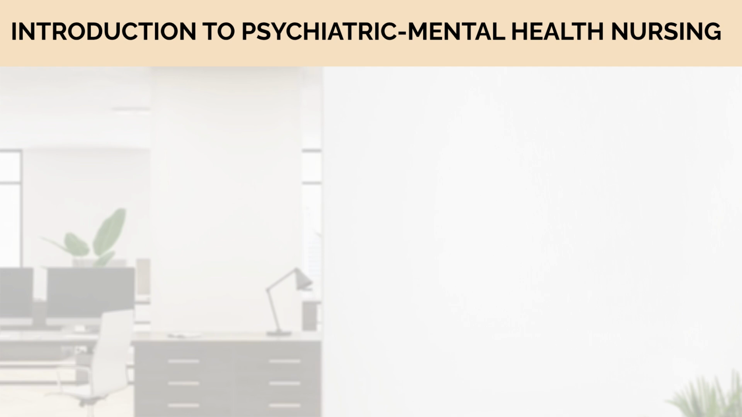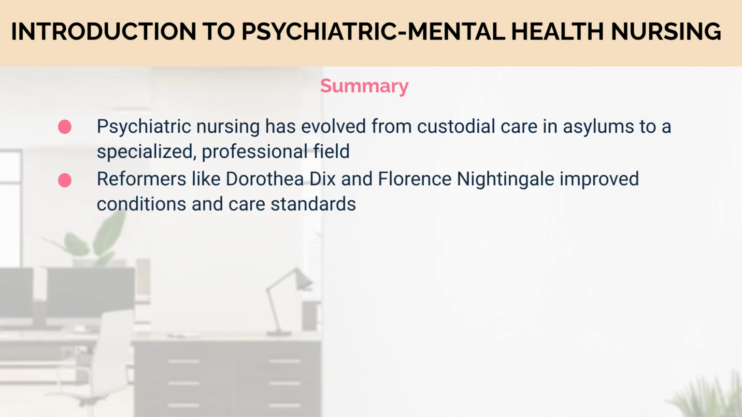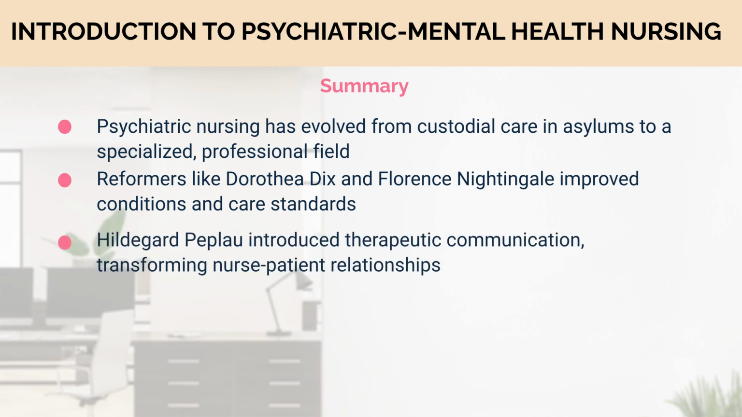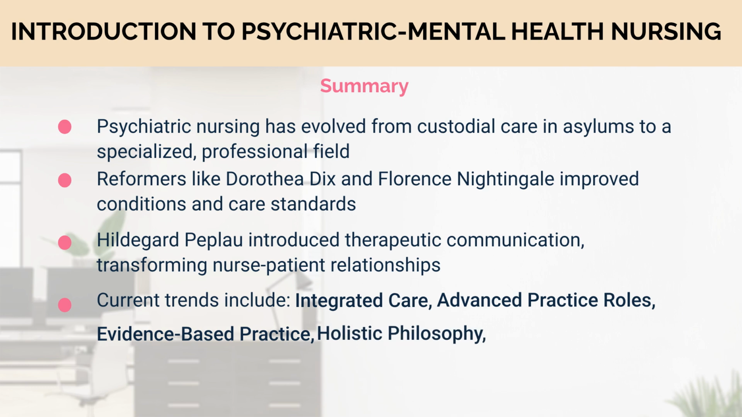Bringing it all together, we will conclude by stating that: 1. Psychiatric nursing has evolved from custodial care in asylums to a specialized professional field. 2. Reformers like Dorothea Dix and Florence Nightingale improved conditions and care standards. 3. Hildegard Peplau introduced therapeutic communication, transforming nurse-patient relationships. 4. Current trends include integrated care, advanced practice roles, evidence-based practice, holistic philosophy, and global mental health.